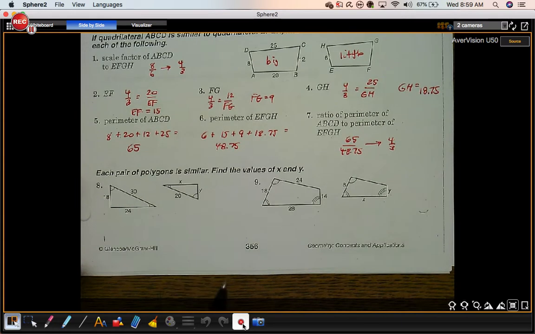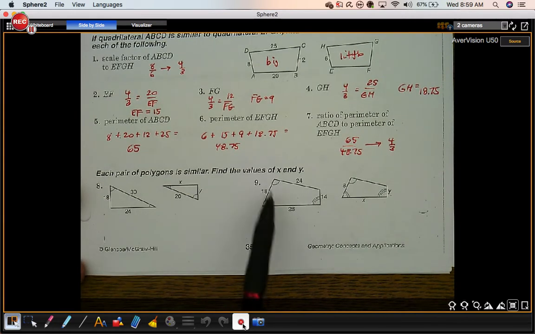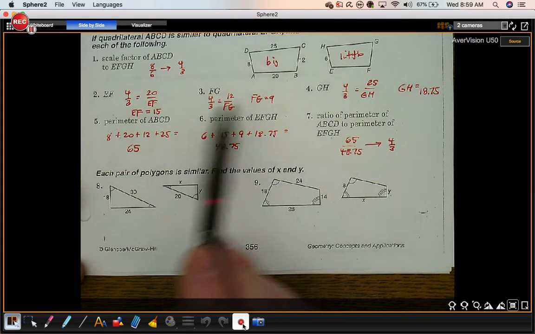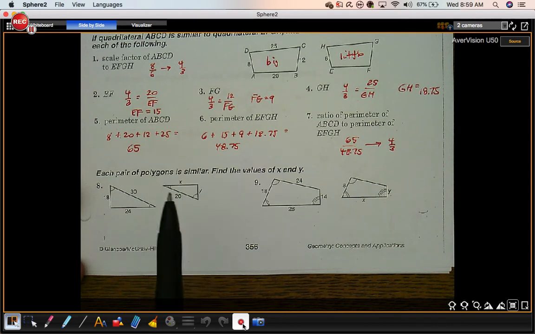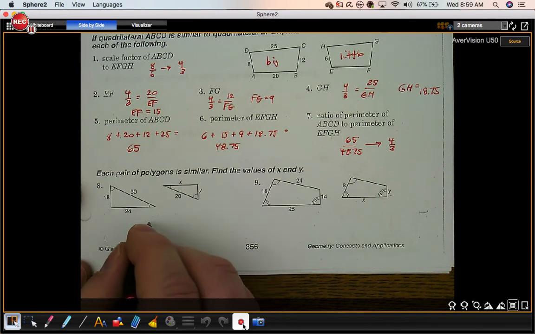Okay, numbers 8 and 9. These polygons are similar. Find the values of x and y. So these ones are just like these. Maybe we'll do one of them together. If these are similar, I know that this 30 goes with that 20. Not because it looks like it. That angle's got 1 arc, that angle's got 2. That one's got 1, that one's got 2. So the 30 goes with the 20.